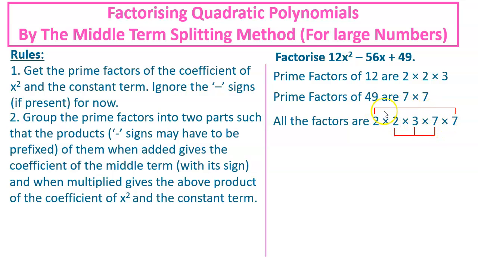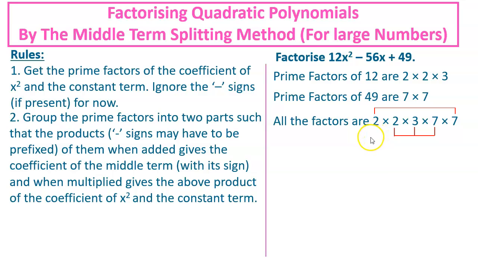So one part is 14, another part is 42. If added together, it gives us 56. But we need negative 56. So we will be attaching the negative sign to both the parts. One will be negative 14 and the other will be negative 42.